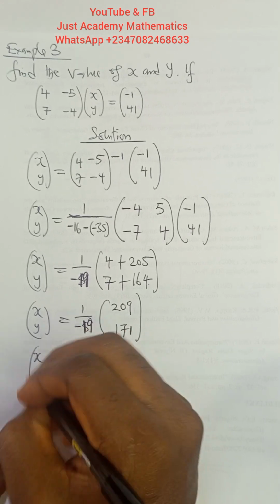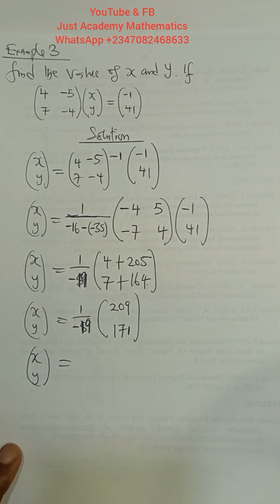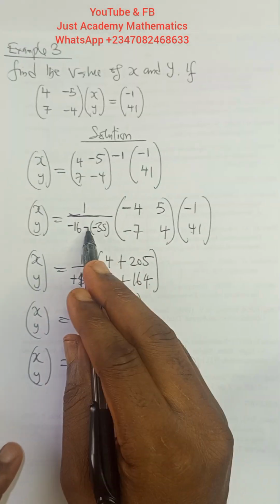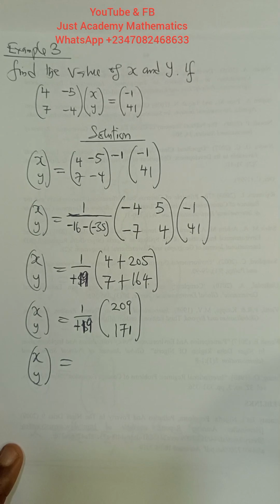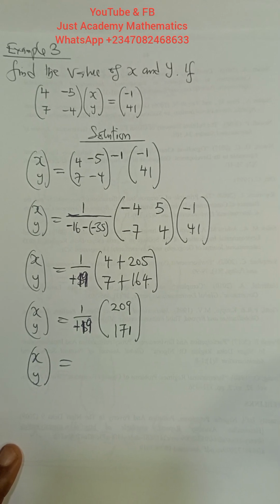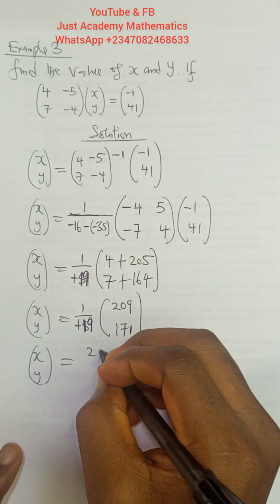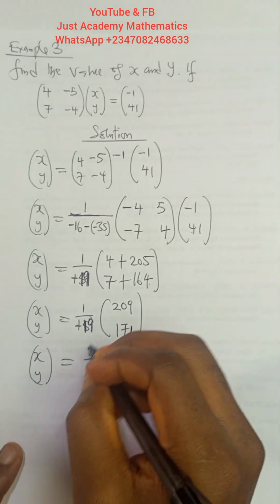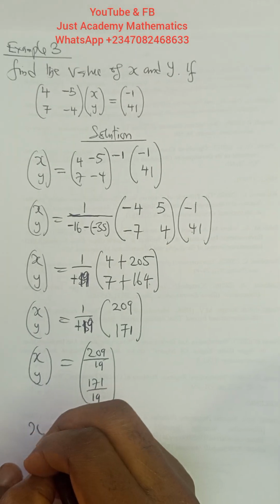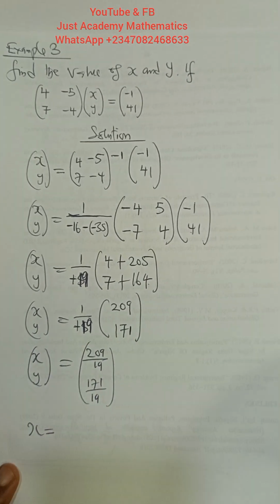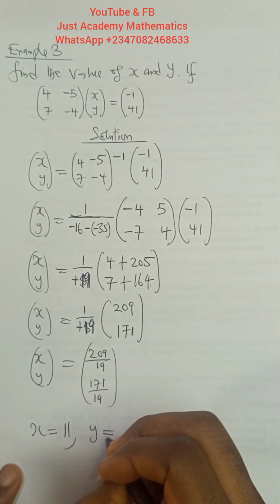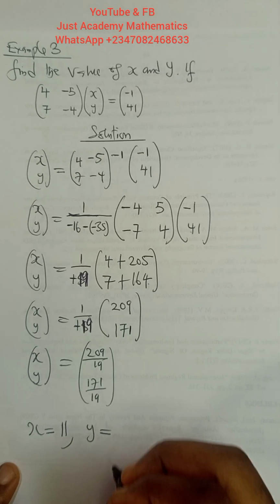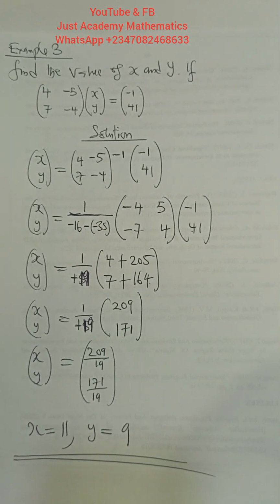Okay, so xy is now equals to what? Let's see. And it's not minus 19, it's actually plus 19, because this time this is positive. So let's check now. 209 divided by what? 19. That will give us 11. So we have 209 over 19, and we have 171 over what? 19. So we conclude that x is equals to what? 209 divided by 19 is 11, and y is equals to what? 171 divided by what? 19. That is also what? 9. So these are the two values of x and y.